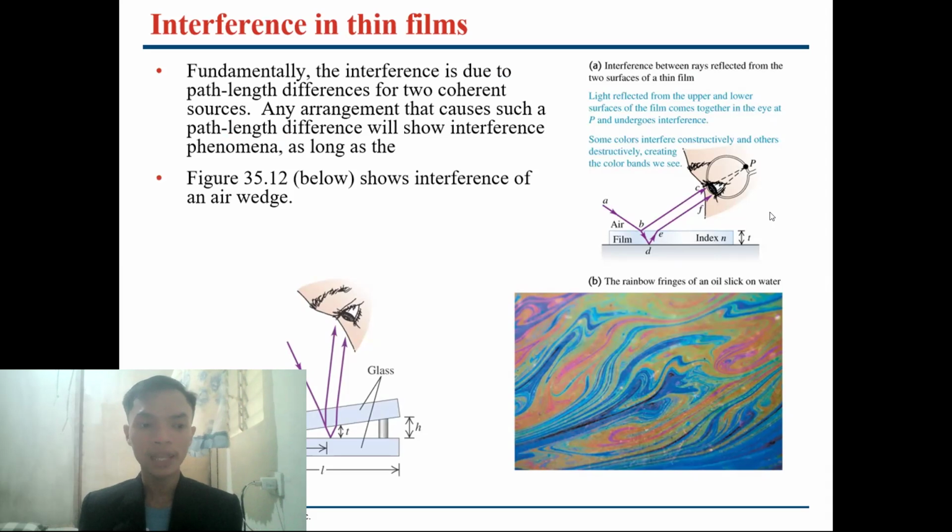So when light reflects from both surfaces of a thin film, path length differences cause interference. Some colors reinforce, others cancel, producing rainbow patterns on soap or oil films. So the air wedge diagram shows how geometry and film thickness determine color.